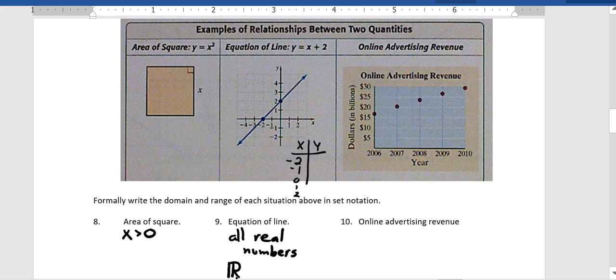Number 10 is a scatter plot, and on the top of that scatter plot we see the title Online Advertising Revenue. On the horizontal axis we see the years 2006 through 2010, and on the vertical axis we see the label dollars in billions. In the actual scatter plot we see 1, 2, 3, 4, 5 points that are not connected by a line. There are 5 distinct points, and because of that, we cannot assume that there's a data value somewhere in between 2006 and 2007. We also cannot assume there's a data value between 2007 and 2008.